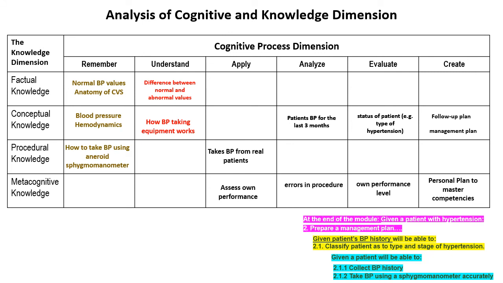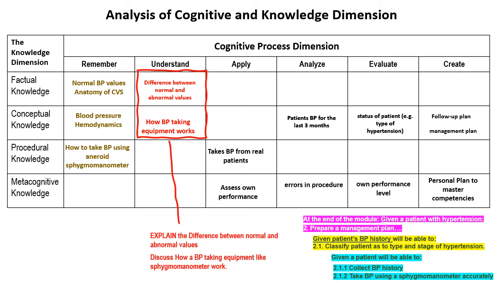So let's start with the understand dimension. We bring down the difference between normal and abnormal values, how BP taking equipment works, and add verbs to them, and let's say what we will have now will be: explain the difference between normal and abnormal values. Discuss how a BP taking equipment like sphygmomanometer works.